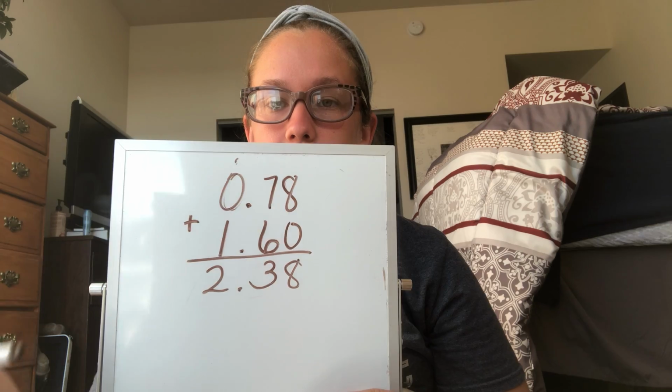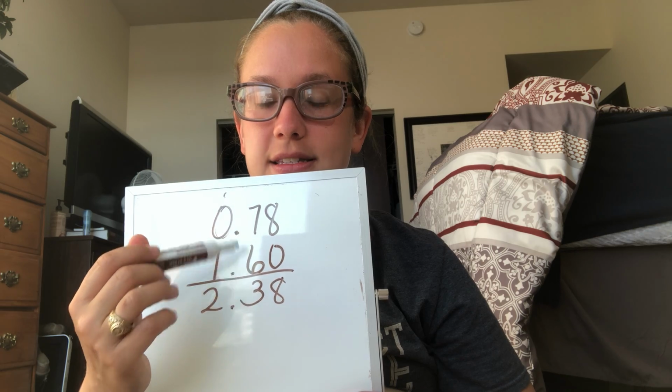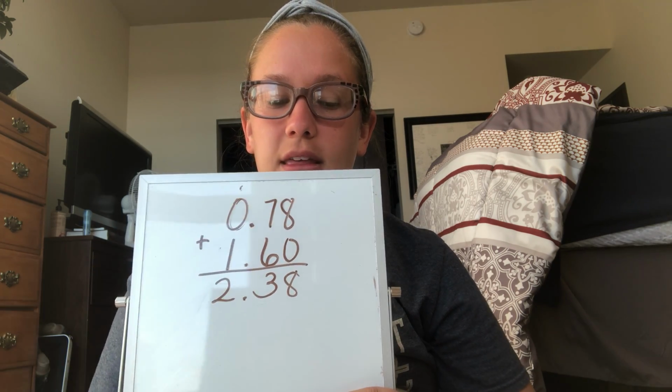Okay, pause me if you need more time. Here it's just like normal addition. 8 plus 0 is 8, 7 plus 6 is 13, carried my 1, made sure to put my decimal place, and 1 plus 1 is 2. The most important thing with adding and subtracting decimals is lining up your decimal place and your place value. So ones with ones, tenths with tenths, hundredths with hundredths. Pretty simple. Let's move on, because I do think you've got that down.